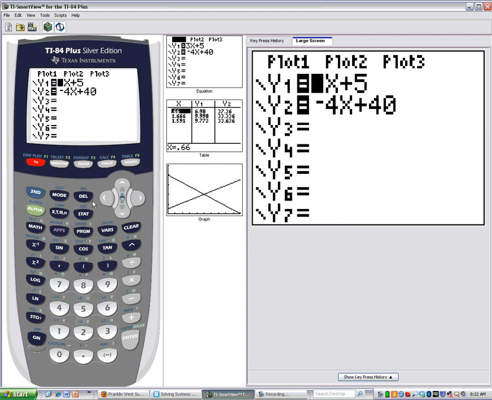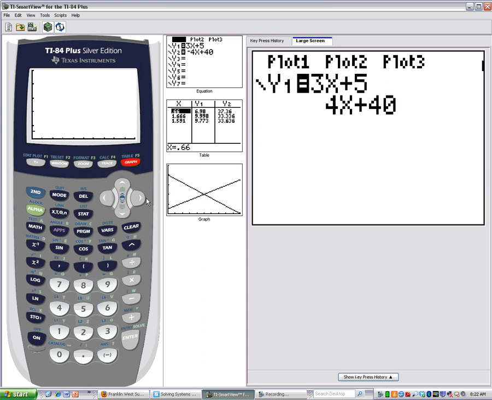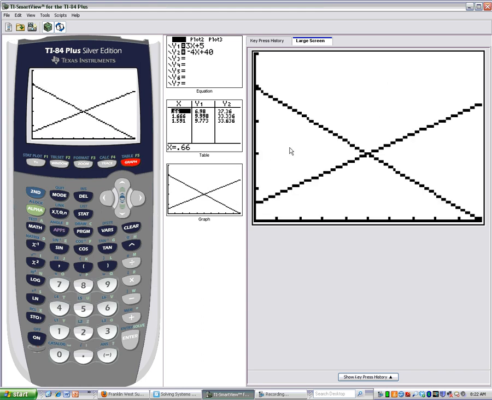Okay, I've set the windows up. If I look at the graph, there's the graph. Here's the graph over here. We can see where they intersect. We could probably count up.